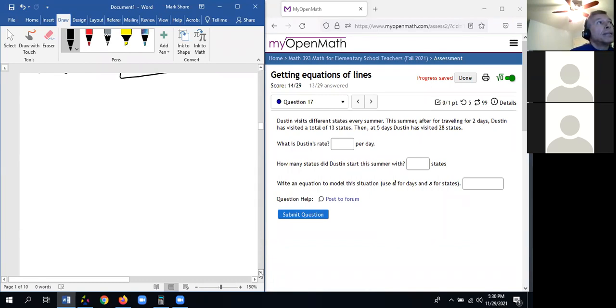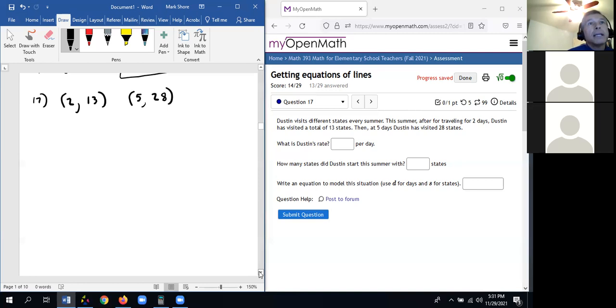So here on number 17, we've got the states and number of days, right? This summer after traveling for 2 days, so we keep that as your X value, number of days, any type of time thing. After 2 days, he visited 13 states. And then at 5 days, they made it to 28 states. It's always tough to get to Alaska and Hawaii, really hard to drive to Hawaii.